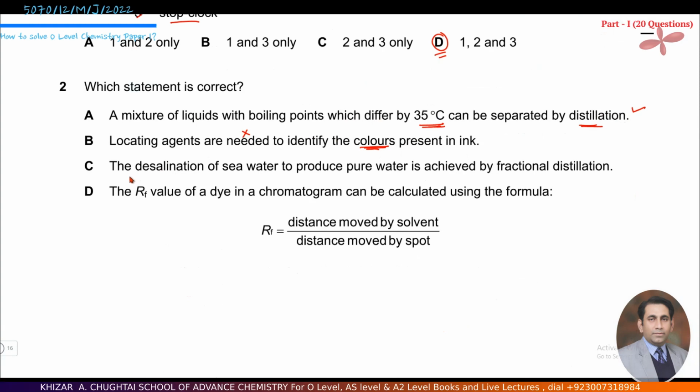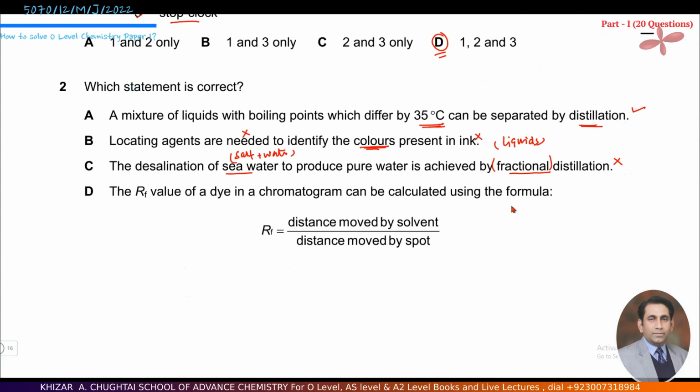The C option: the desalination of seawater to produce pure water is achieved by fractional distillation. Once again, no. Fractional distillation is performed for a mixture of two or more liquids. In case of seawater, it's a mixture of soluble salt and water. So again, this option is also incorrect.